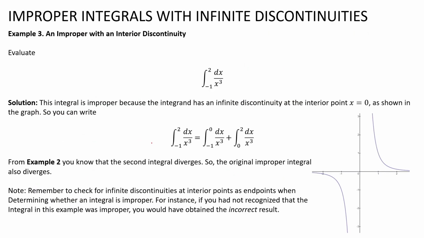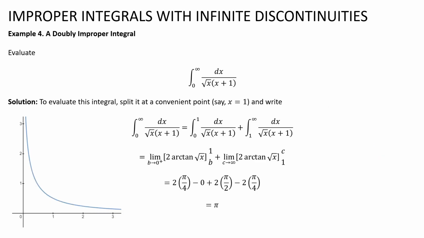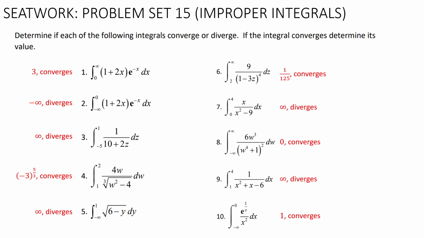So these are the other examples there. So this is for example number 3. And then this is for example number 4. So alright, so I think that's for the improper integrals.